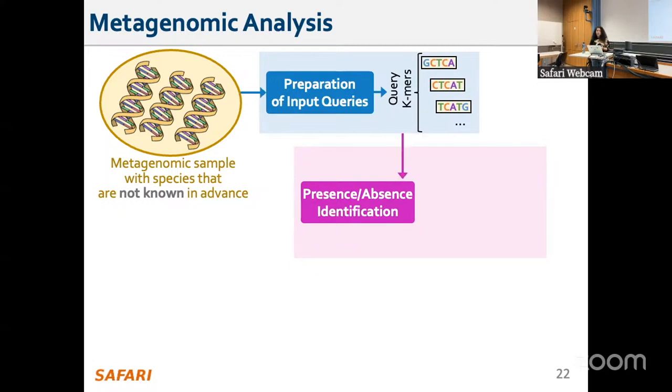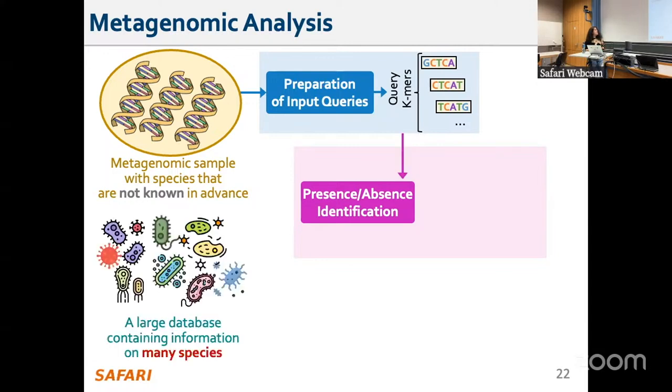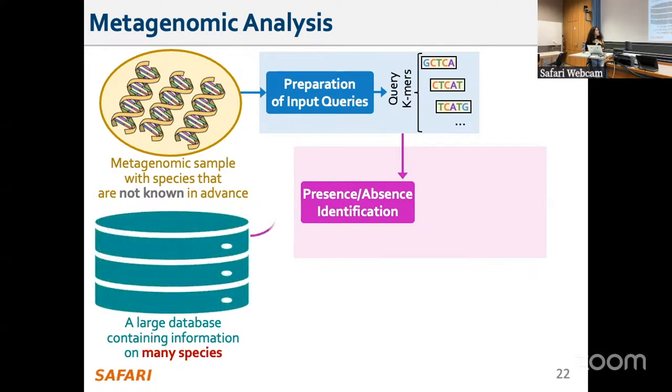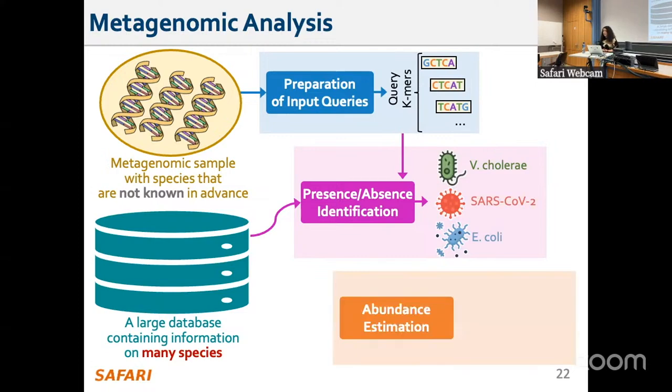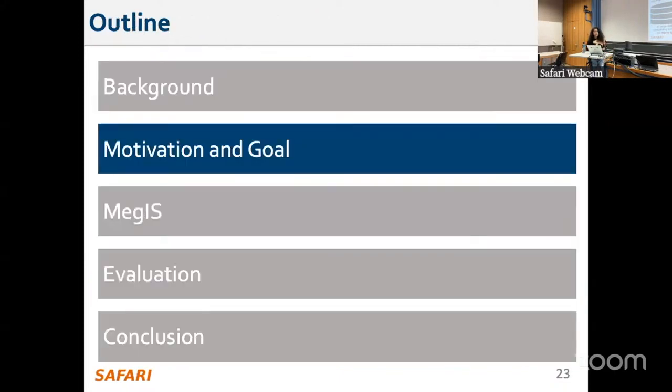So we look up these k-mers in a large database containing information on many species. This database can actually be very large, more than 100 terabytes in emerging databases. Then, based on that, we understand that these specific species are present in the sample. And there's a third, optional step of abundance estimation, which some applications require to find out the relative frequencies of occurrence of these organisms in the sample.